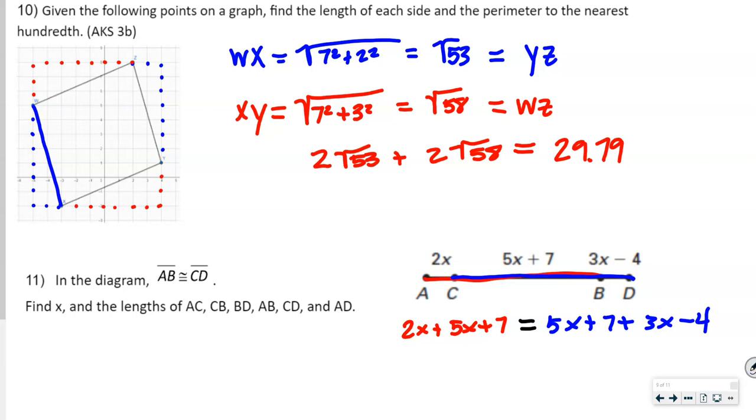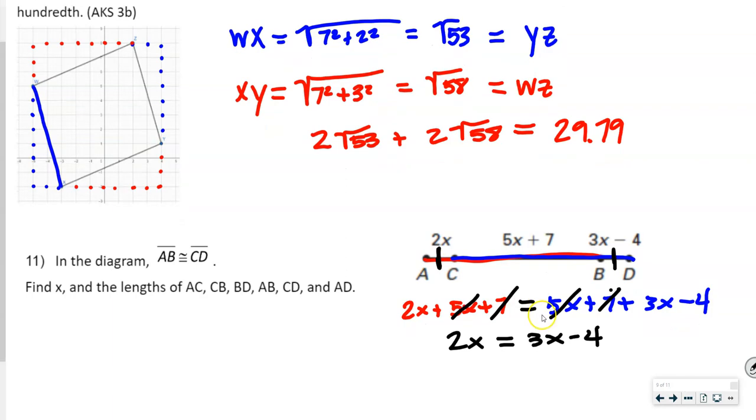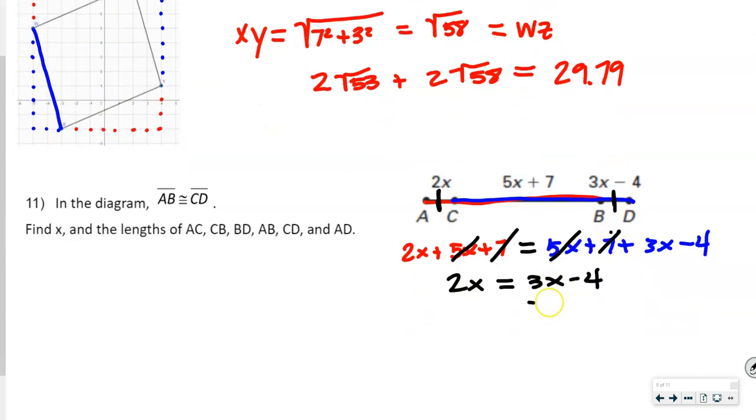So what do you notice on both sides of the equal sign? 5x, 7, 7, right? So that leaves us with 2x equals 3x minus 4. Well, that means that this segment right there and this segment right there are congruent, doesn't it? Indeed. Okay, so let's subtract 3x from both sides. So that gives me negative x equals negative 4, and then I can either divide or multiply by negative 1, so x is equal to 4 here.